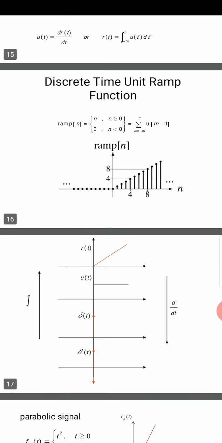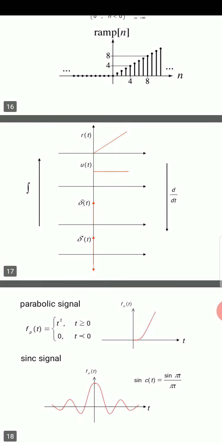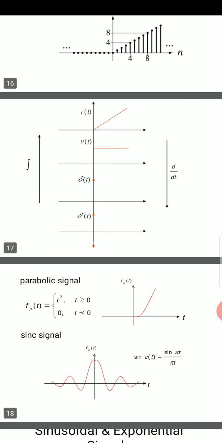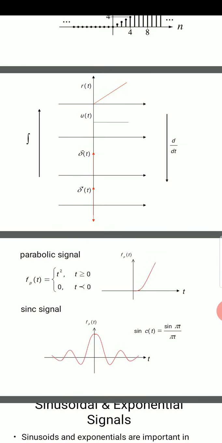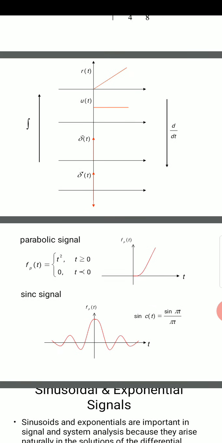Differentiating the delta gives the doublet function. This is the doublet function. The integration of the ramp function is also called the parabolic function. Its graph is non-linear, meaning the value is t square for t greater than 0, and 0 for t less than 0.